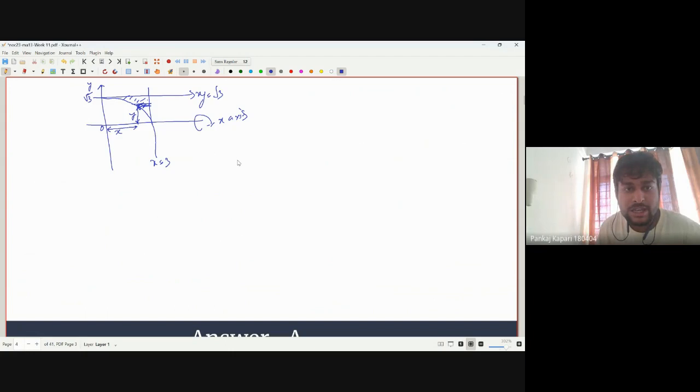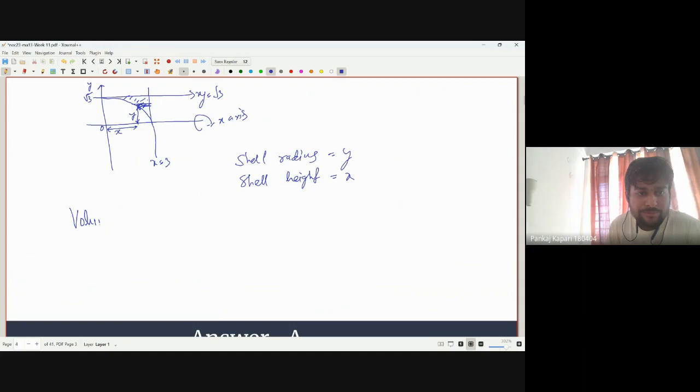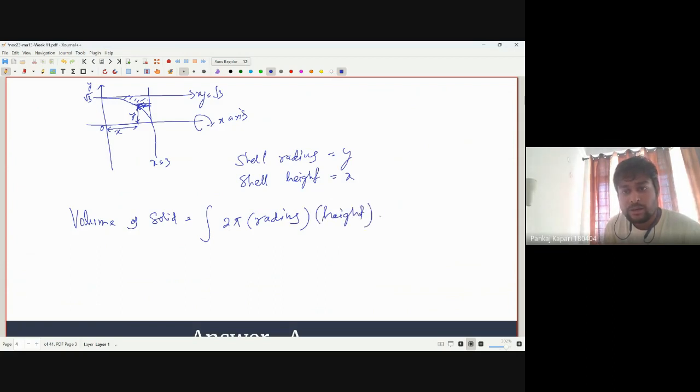So what is the shell radius? This is y, and what will be the shell height? The height is x, and thickness, we will take dy, because we have to integrate this on the x-axis. So the volume of the solid is equal to the integration of 2 pi times radius into height into dy, where y is varying from 0 to root 3, right?